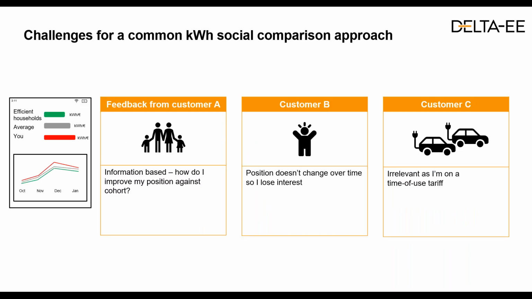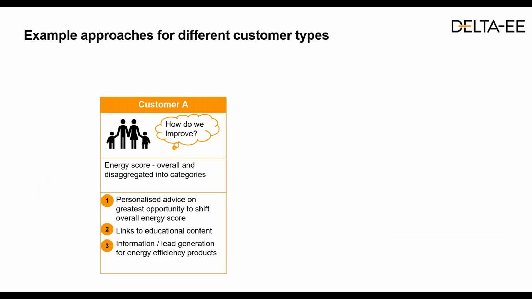So what does it mean in practice? Going back to those 3 customer types and their principal challenges, we could address all of them, but let's look at 3 challenges they have and how the social comparisons could work with this in mind. Firstly, let's go for customer A, the time-pressed family in a home with poor energy efficiency.